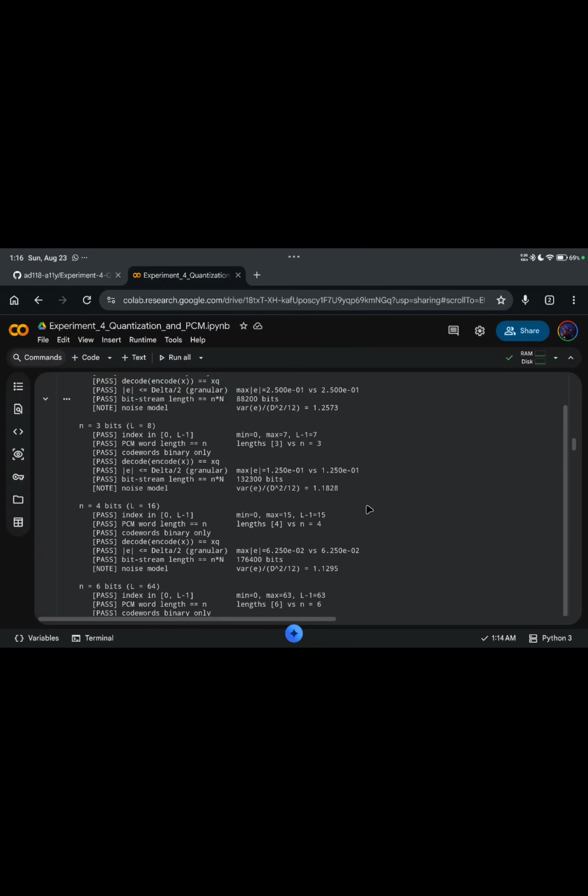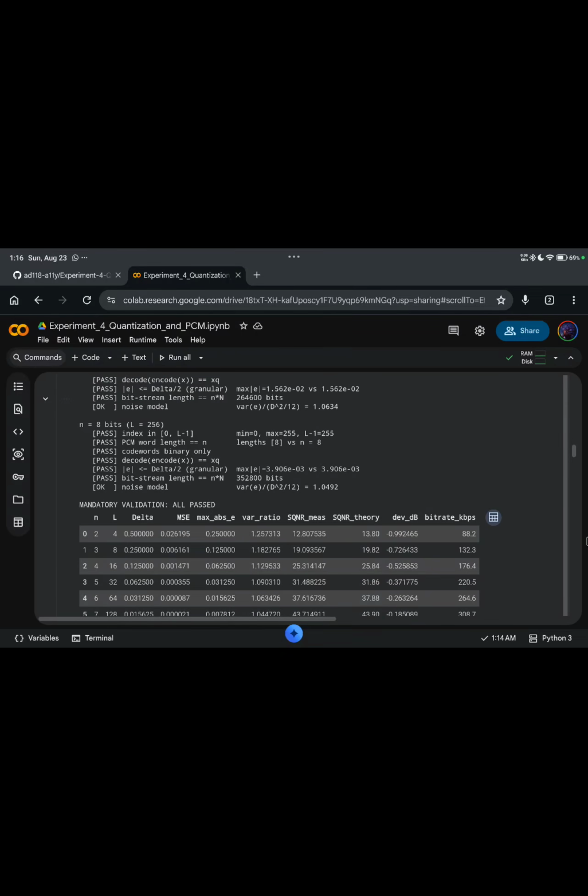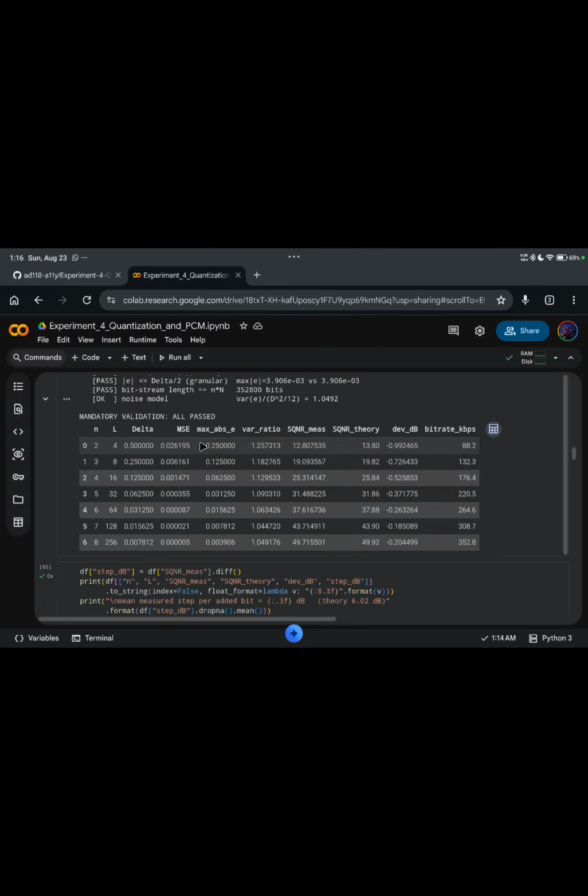This cell demonstrates that increasing the number of bits improves the quality of the reconstructed signal. So after that, here all the mandatory validations have passed.